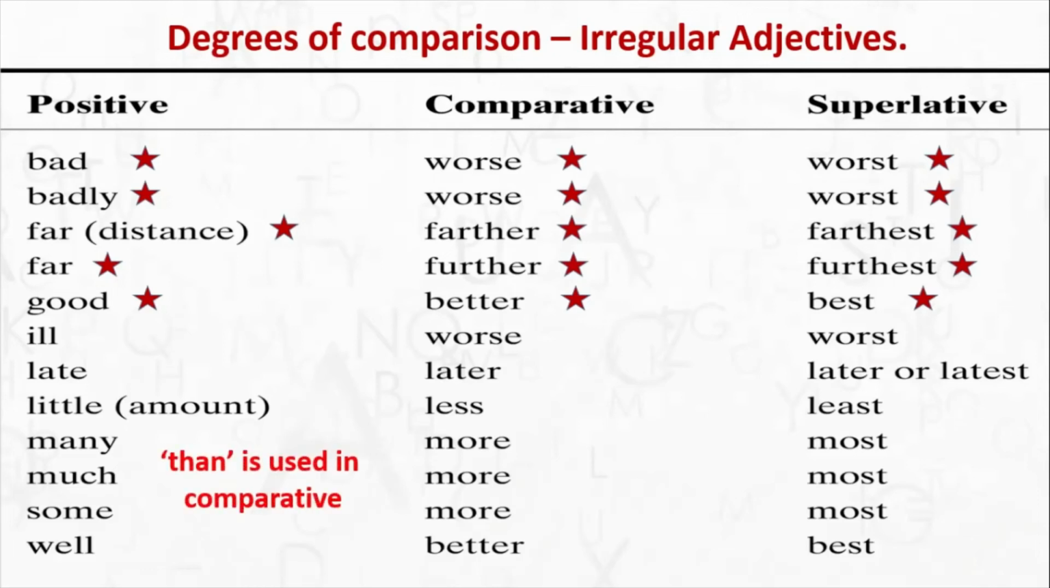Okay? Remember, whether the adjectives are regular or irregular, when we are making use of them in a sentence, then you always use "than" in the comparative degree and we use "the" in the superlative degree. For example, we say worse than, later than, less than, more than, better than. And if it is the superlative degree, we say the worst, the best, the least, the most, etc.